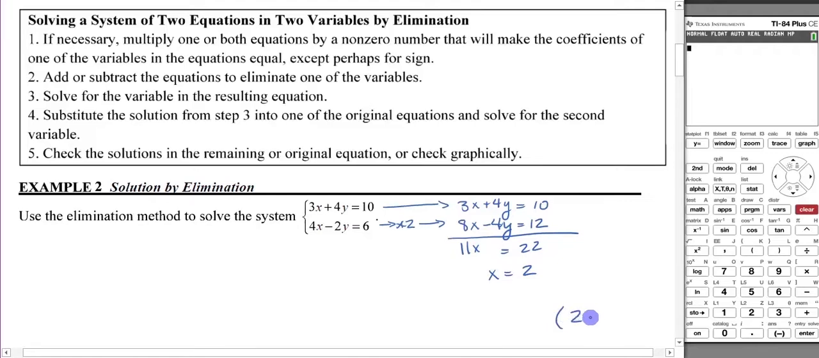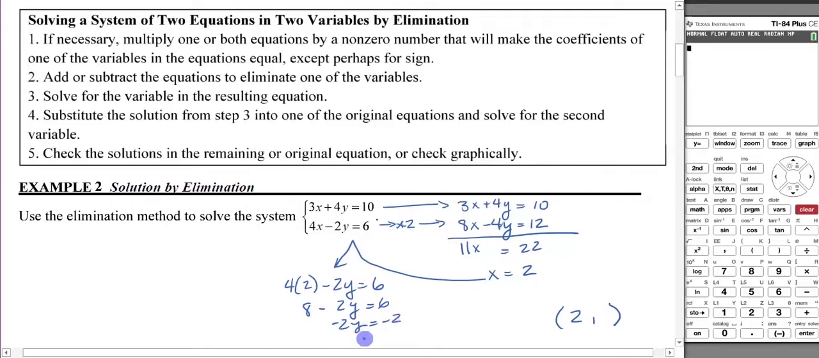Again, our solution is going to be an ordered pair, so I need to take that 2 and substitute it back into one of the original equations. Let's say I put it into the second equation. 4 times 2 minus 2y equals 6. So in solving, I'm going to get a negative 2y equals negative 2, so y equals positive 1. My solution is 2, 1, and you can plug that into both of those equations and check to see that they are going to work, and they do.